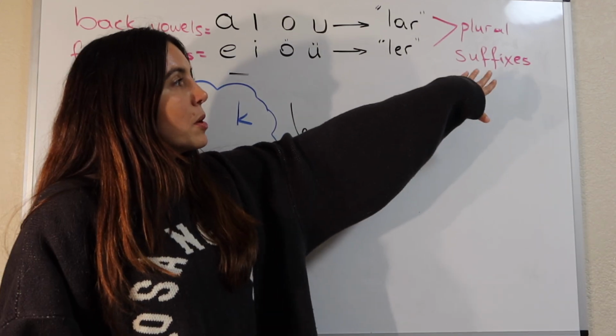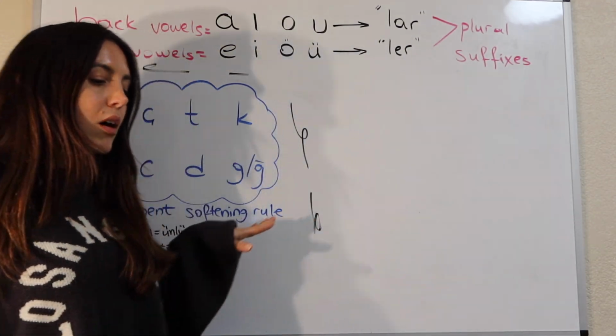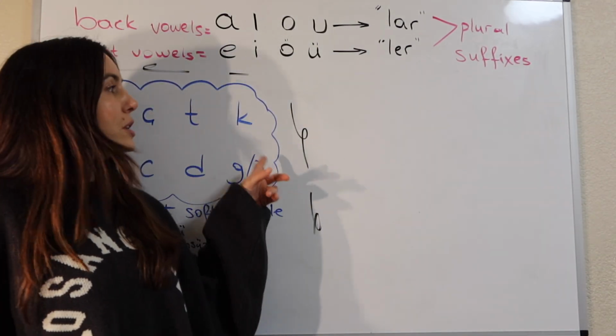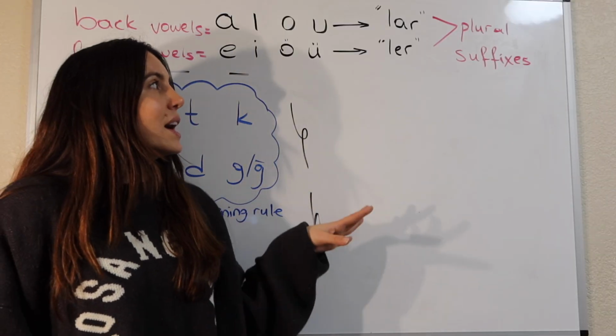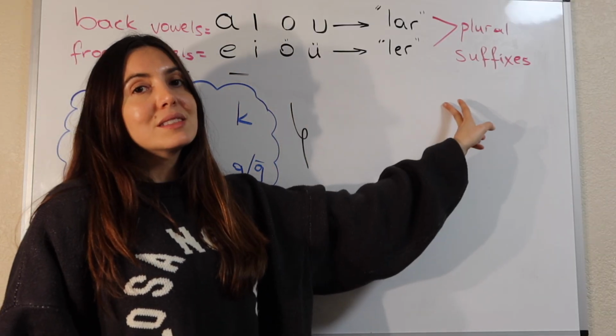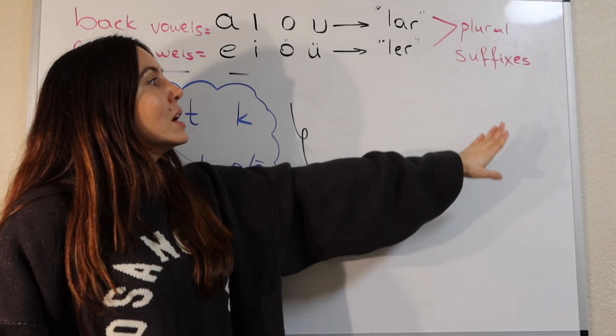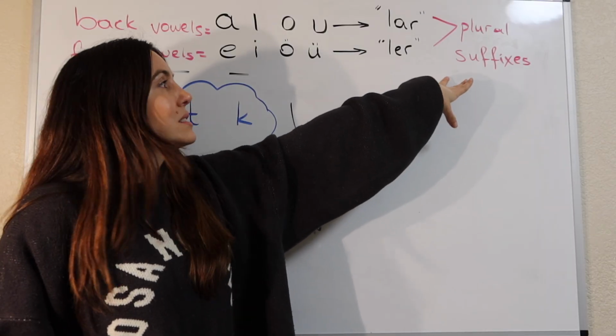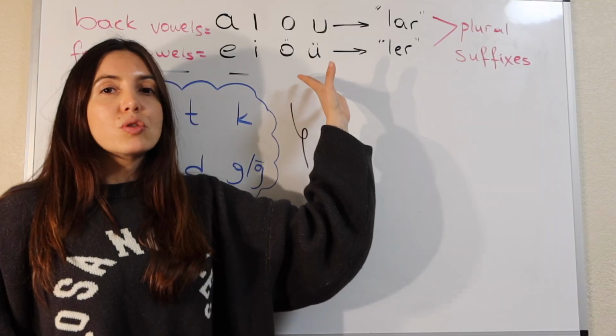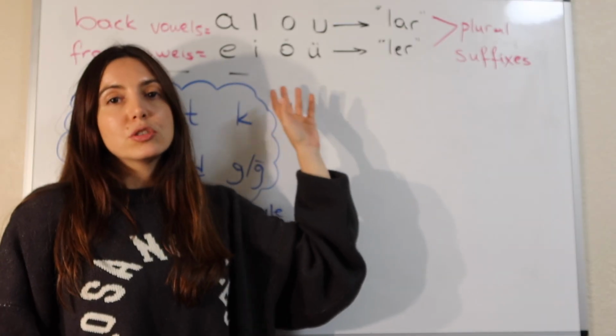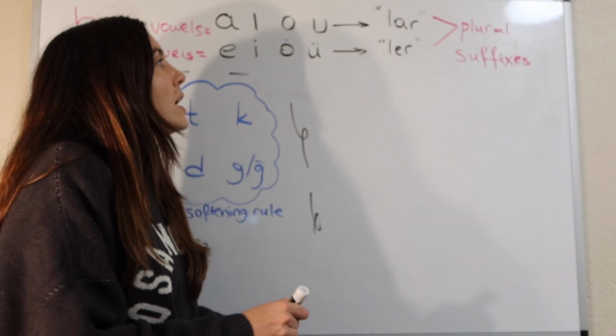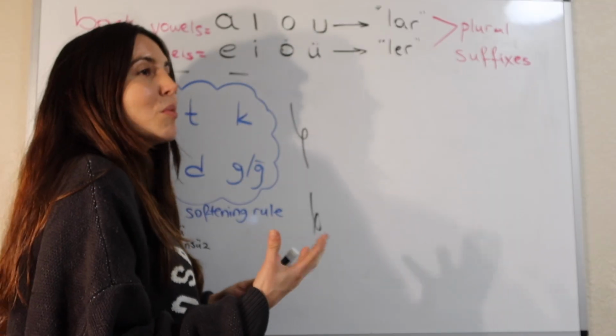In this video, I'm going to talk about plural suffixes and also about the consonant softening rule because this is pretty important. And I'll show you guys why from these examples as well. This is extremely easy. We have what's called a vowel harmony in Turkish. It's really important. Everything needs to sound harmonical.